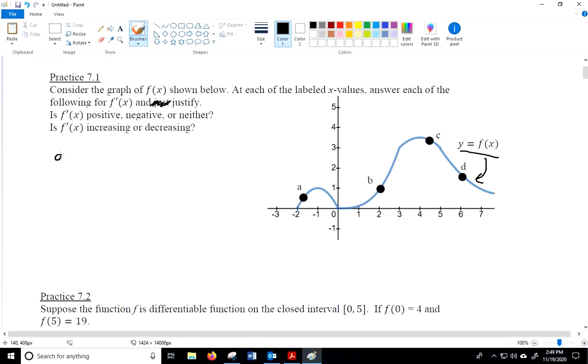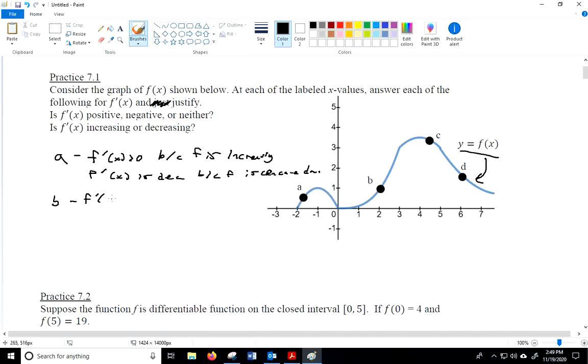All right, so at point A, first of all, is f prime positive, negative, or neither? So f prime is positive at A because f is increasing. So f prime is positive whenever the graph of f is increasing. f prime of x is decreasing because f is concave down. So can you see the concave down shape?